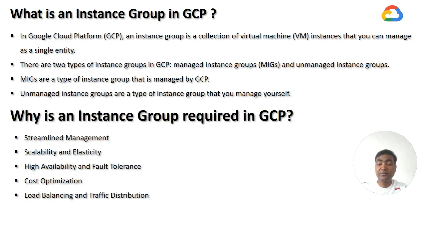Load balancing and traffic distribution. Instance groups can be used with a load balancer to distribute traffic across multiple VMs. This traffic distribution ensures that your application is responsive and can handle sudden spikes in traffic without overloading individual VMs. Guys, now I hope you can understand why an instance group is required in Google Cloud Platform.